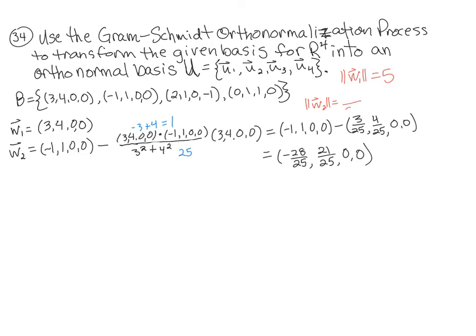So I know that 25 squared under the square root is 25. So I need to square 28, square 21, add them together, and I'm going to get 28 squared plus 21 squared is 1225. Square root that, I get 35. That's the magnitude of W2. And this is reducible, 7 over 5. All right, so let's keep going. We've got 3 of these things to find.